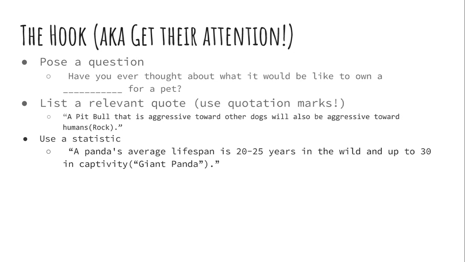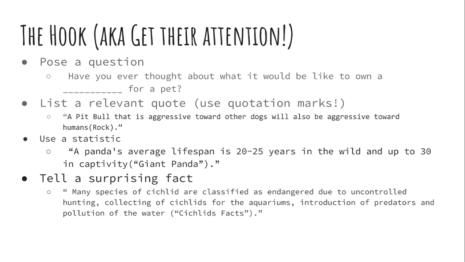Or you can tell a surprising fact. Many species of cichlid are classified as endangered due to uncontrolled hunting, collecting of cichlids for aquariums, introduction of predators, and pollution of the water. You'll notice that the giant panda and the cichlid facts come from an article that has the title only and no author. So make sure you put those in quotations when you put them in your parentheses as well.